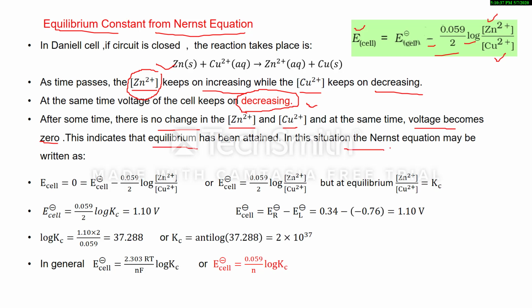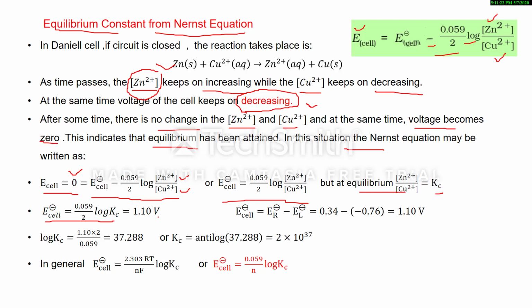Okay, and in this situation the Nernst equation can be written with E cell equal to 0. This is the expression for E cell: E standard cell minus 0.059 divided by 2 log of the concentration of Zn2+ divided by the concentration of Cu2+. But at equilibrium, the ratio of the concentration of Zn2+ to Cu2+ is equal to the equilibrium constant. That's why we can say E standard cell is equal to 0.059 divided by 2 log Kc.